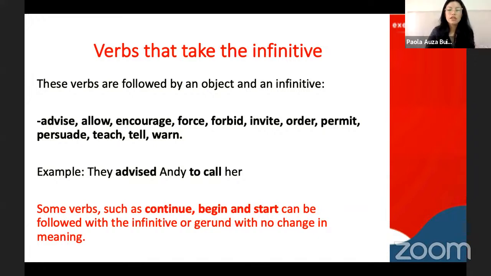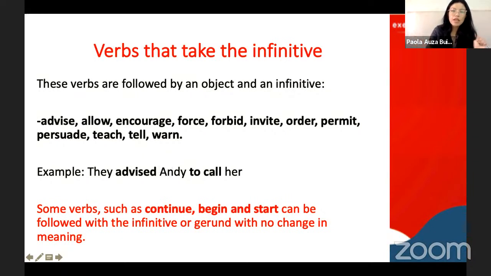Yes, excellent. So in this case, they are being more specific. They are not just saying they said, or they told Andy to call her. They are being more specific: they advised her, they forced her, they invited her, they ordered her. It's simply to be more specific. We have this list of verbs, and just these ones are allowed to be used if we want to use it in this way. It's called an object when we have a noun before the infinitive.